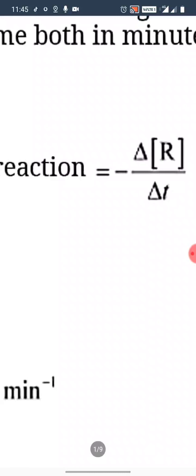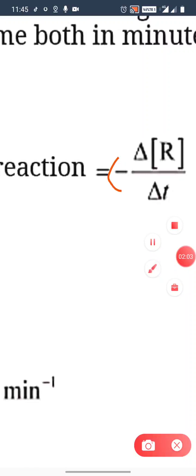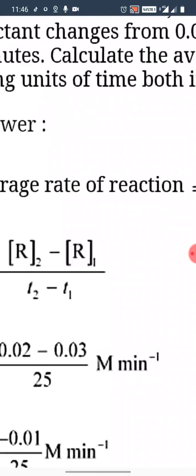Negative sign indicates that we are talking about a reactant. Since the concentration of the reactant goes on decreasing with the course of the reaction, to keep the rate of reaction positive, the negative sign is placed here. These things are already explained to you in the previous video session. Okay, so now let us move to the numerical.